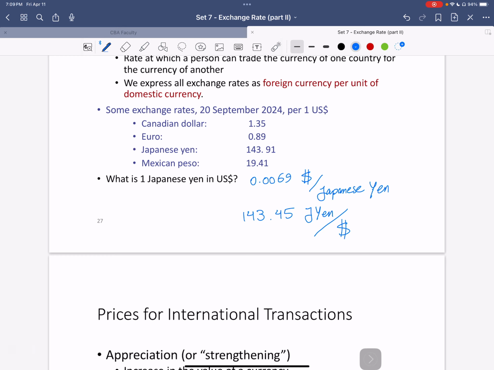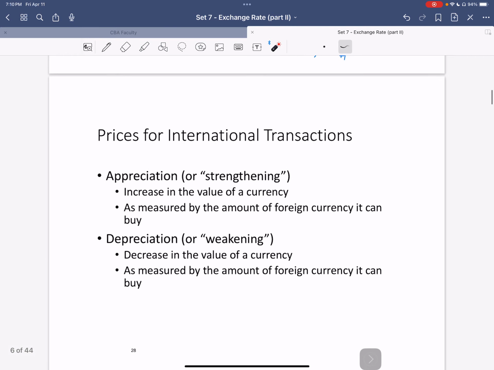Both of these are the nominal exchange rate that we can use to convert Japanese yen and dollar. If I want to exchange some dollars and travel to Japan, I can just exchange my dollars with these ratios.